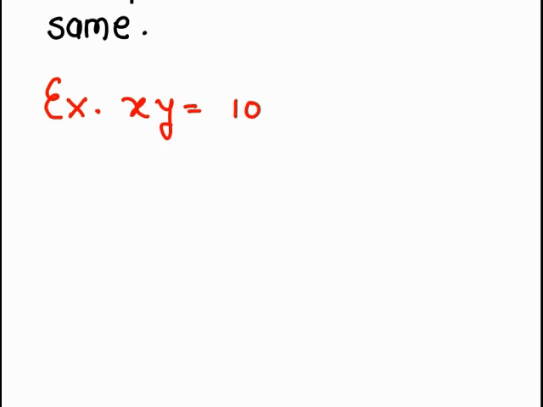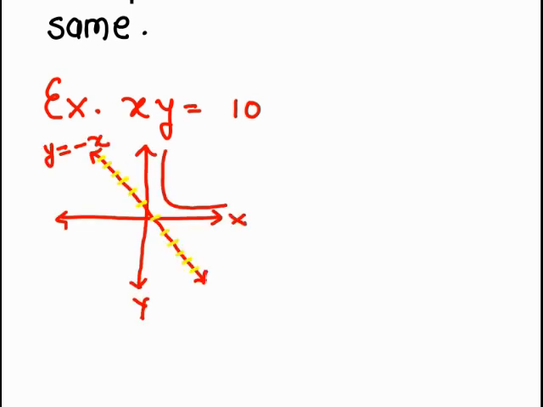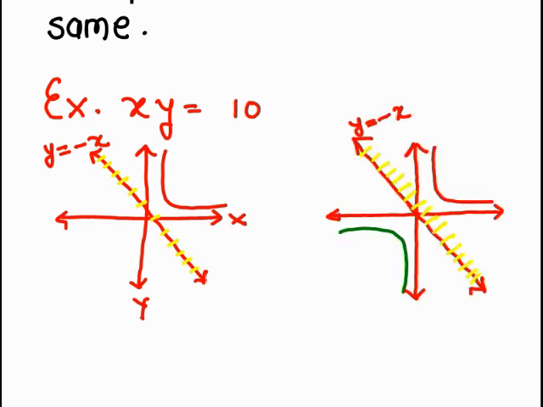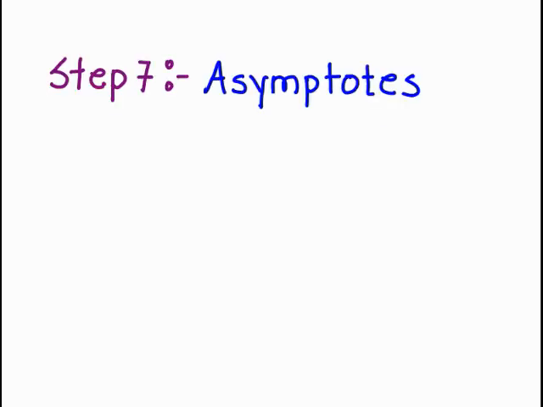So let's understand this with the help of a diagram. This is nothing but the curve, and this is nothing but the y equal to minus x line. Consider this as a mirror. What we get in the reflection is the mirror image of this, and that is called symmetricity about y equal to minus x.